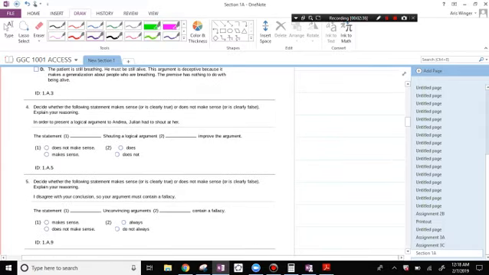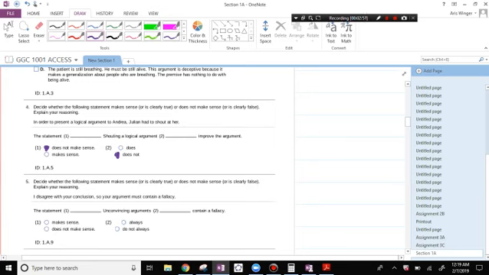Decide whether the following statement makes sense or is clearly true, or does not make sense or is clearly false. Explain your reasoning. In order to present a logical argument to Andrea, Julian had to shout at her. This statement does not make sense. Shouting a logical argument does not improve the argument.